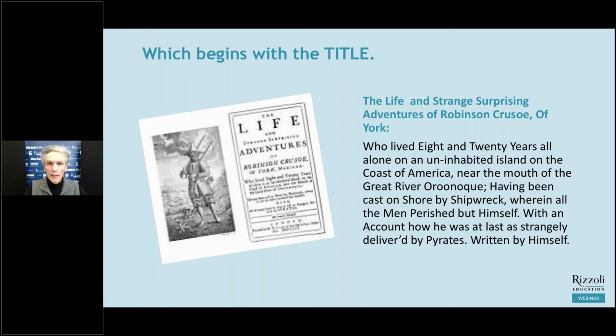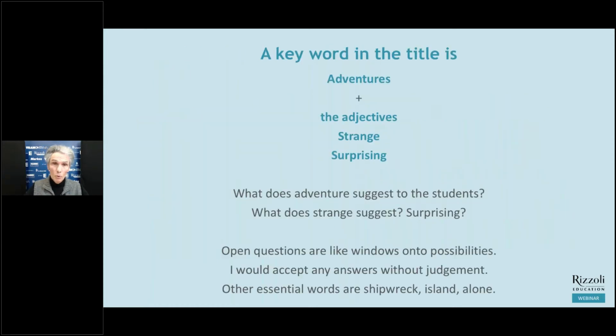The Life and Strange Surprising Adventures of Robinson Crusoe of York, who lived 8 and 20 years all alone on an uninhabited island on the coast of America, near the mouth of the great river Orinoco, having been cast on shore by shipwreck, wherein all the men perished but himself, with an account of how he was at last as strangely delivered by pirates, written by himself. Well, that's a hell of a mouthful.